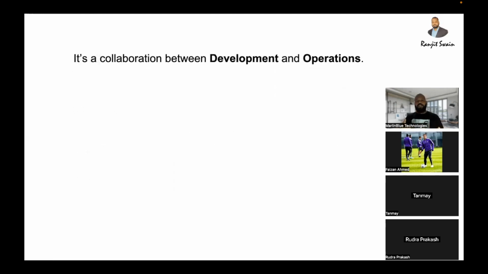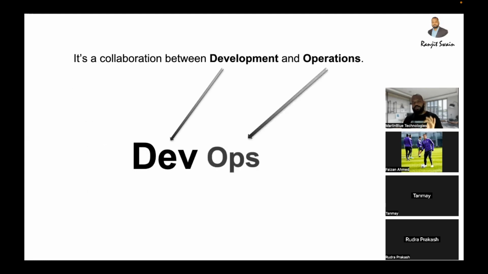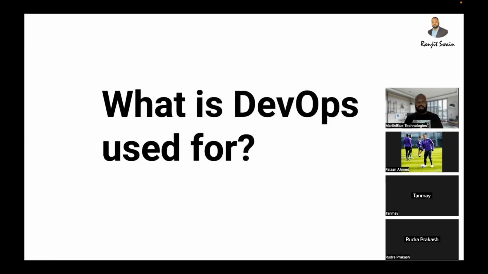So it's a collaboration between development and operations. The name DevOps: dev comes from development, and ops comes from operations. That's called DevOps. It's a collaboration between development and operations. Operations is nothing but production support, right? SRE guys, right? Those will be the operations team. So DevOps comes from development, with collaboration between development and operations. So we know what DevOps is.